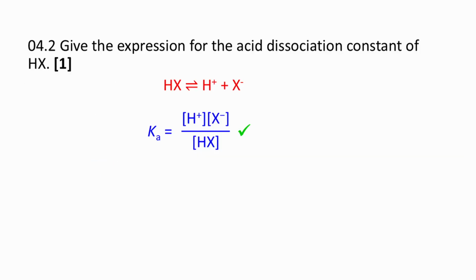Next, we have to give the Ka expression of a weak acid HX. A weak acid only partially dissociates. Molecules of HX are in equilibrium with H plus ions and the conjugate base X minus. Square brackets are used to represent concentrations. The concentration of H plus multiplied by the concentration of X minus is divided by the concentration of HX.